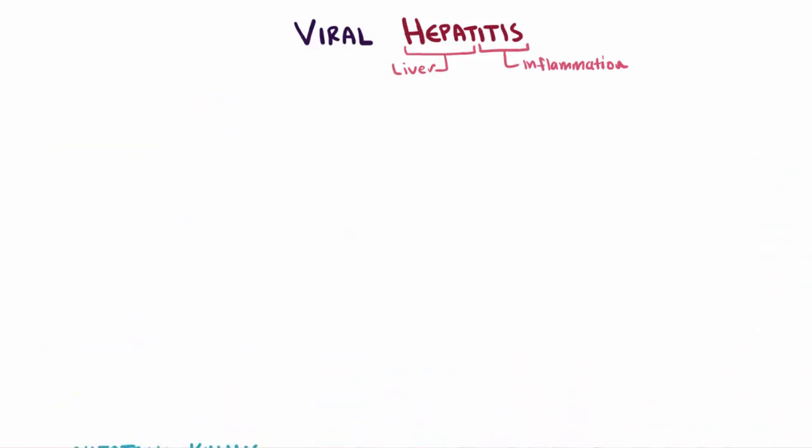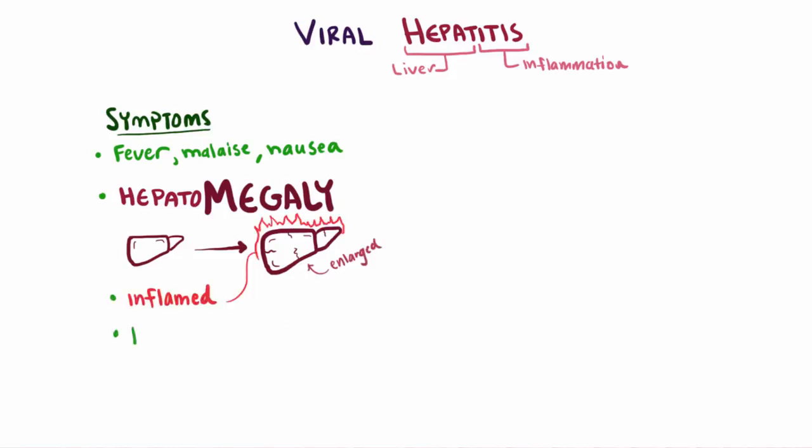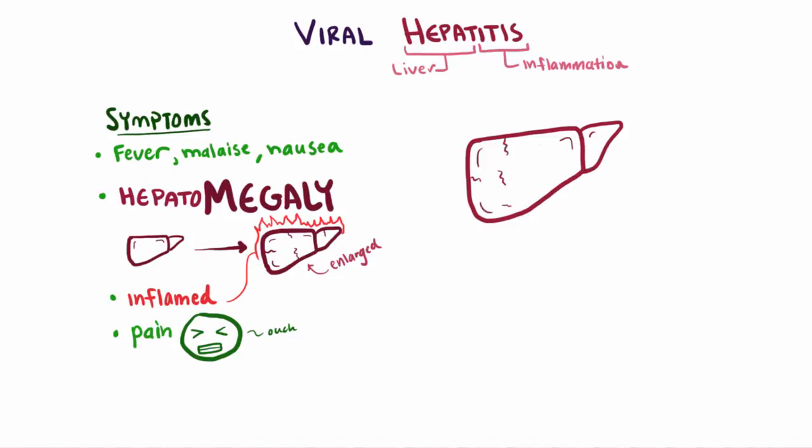As someone's hepatitis progresses, we'll see a couple classic symptoms related to your immune system mounting an attack, like fever, malaise, and nausea. Additionally, though, patients might have hepatomegaly, where their liver is abnormally large from inflammation, which also might cause some pain, right? As more and more damage is done to the liver, the amount of transaminases in their blood will increase.